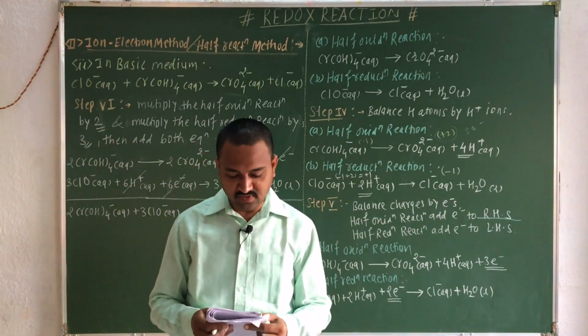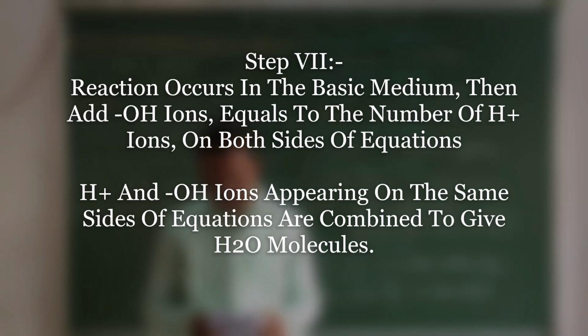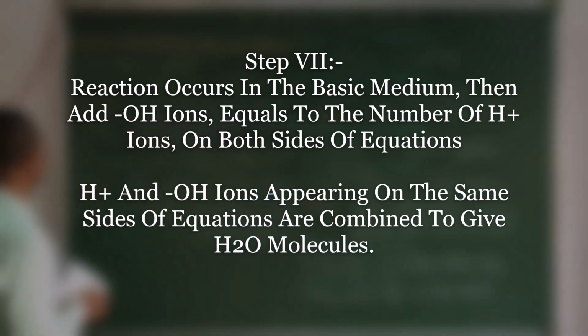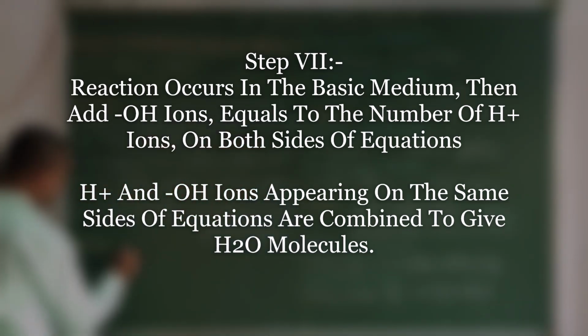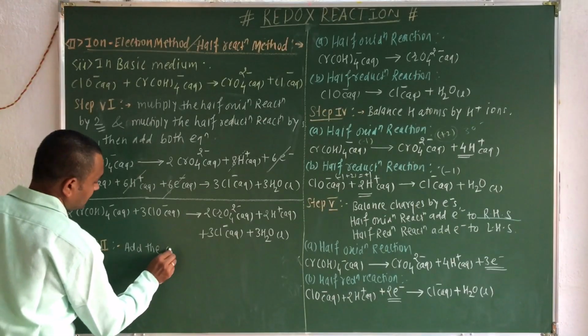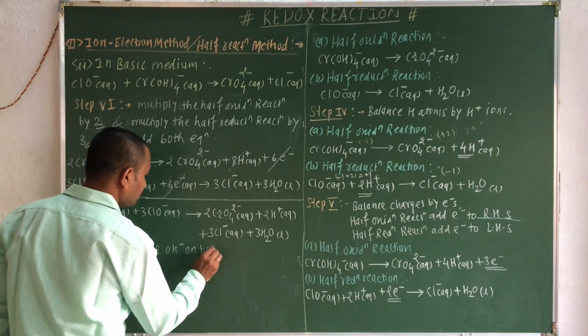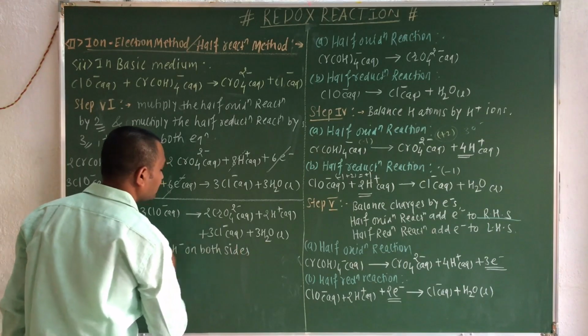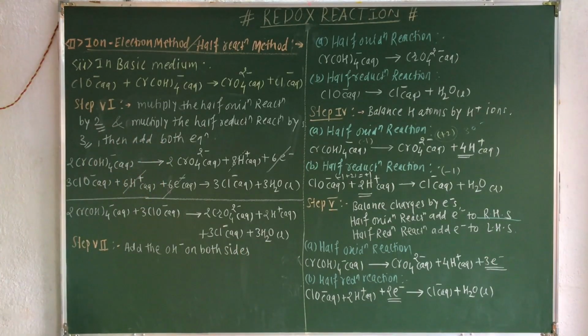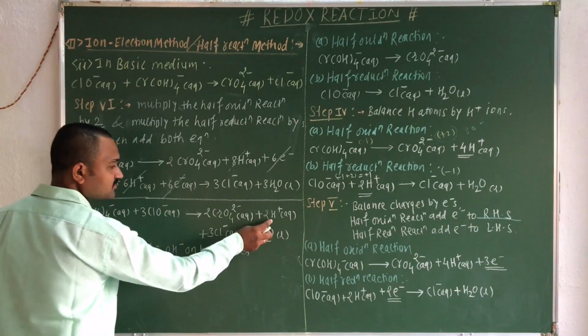Okay, now step number 7. If reactions occur in basic medium, add OH minus ions equal to the number of H plus ions on both sides of the equation. H plus and OH minus ions appearing on the same side of the equation are combined to give H2O molecules. So that is your step number 7. In step number 7, we are going to add the OH minus ions on both sides. Okay, so again write down that equation, and that OH minus ion is equal to the H plus ion.